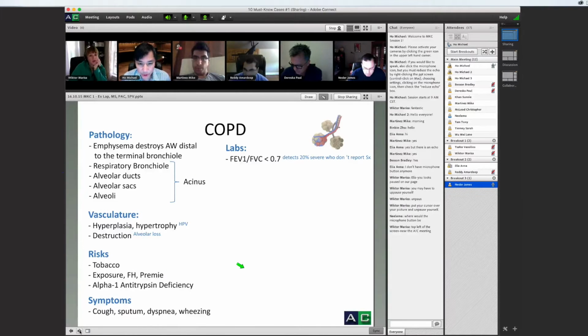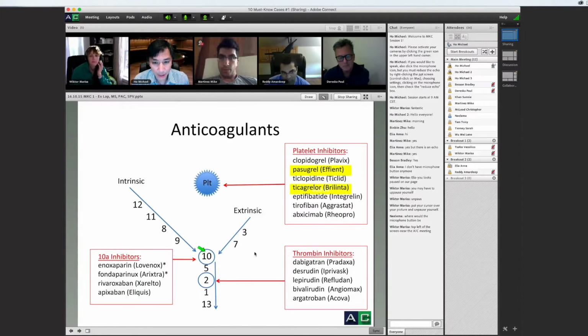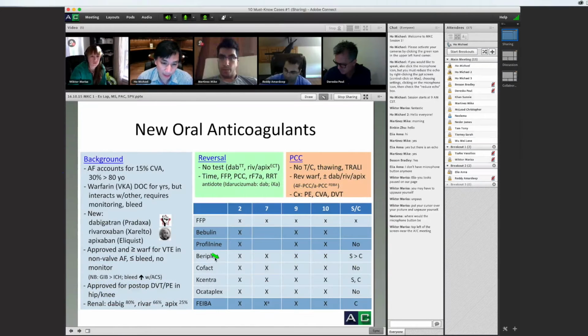Do you need an FEV1/FVC ratio? No, right? You get a history. I would know prasugrel and ticagrelor. I'd know dabigatran. I know rivaroxaban. I know apixaban. These are Balfaxar, Cofact, Kcentra, Octaplex. These are 4-factor products, and some of them have protein S and C, and some of them don't.